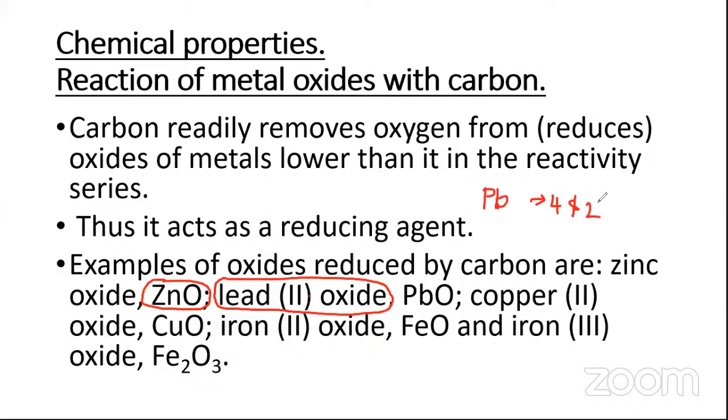And for us, we are used to this 2. That is what we do at O level. So we are used to the 2, that valency, but it can also use 4, as we shall see in the near future. Then we also have copper 2 oxide. Once again, copper also has variable valencies. It has 2 and 1. Then we have iron 2 and also iron 3. So you can see that here we are using different valencies. Iron can have a valency of 2 and also a valency of 3. So remember, these are some examples of oxides which are reduced by carbon.